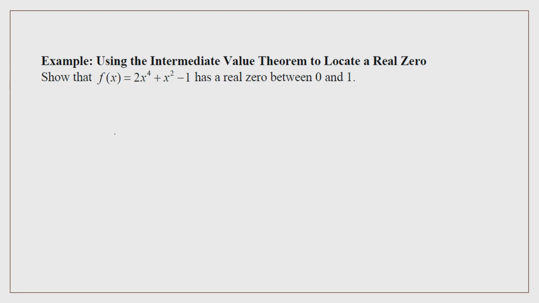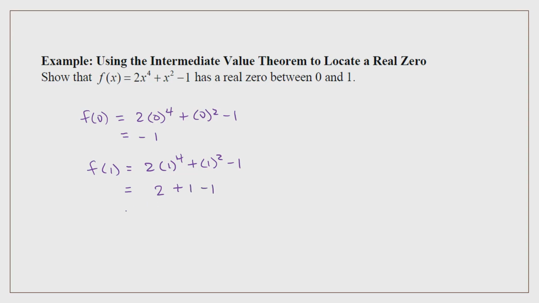Okay, so let's find f of 0. We'll do that by substituting in 0 for x. So we have 0 squared minus 1. So that would be minus 1. Then we can evaluate f of x at 1. So we're substituting in 1 for x. Okay. And so now we have 2 plus 1 minus 1, which equals 2.